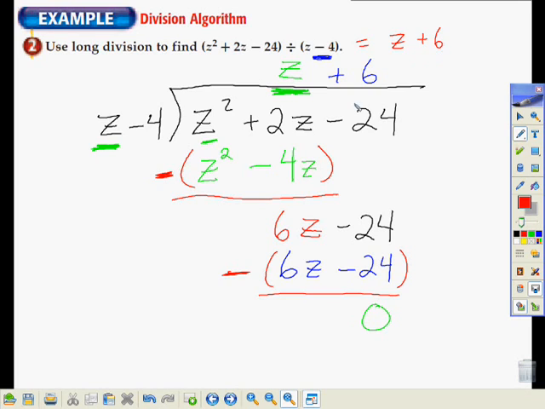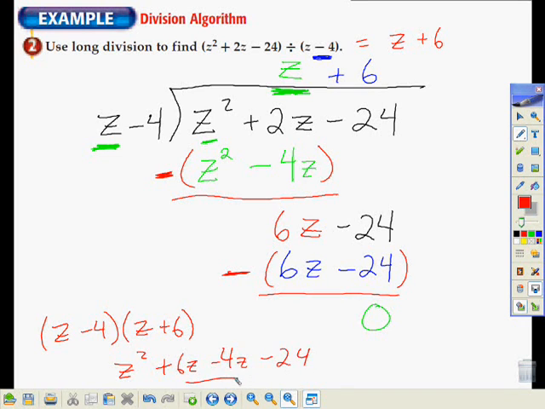Now we could check that. Remember we had z minus 4. The opposite of division is multiplication, so I could check my answer of z plus 6 by multiplying these together. That would give me z squared plus 6z minus 4z minus 24. This would give you a 2z.